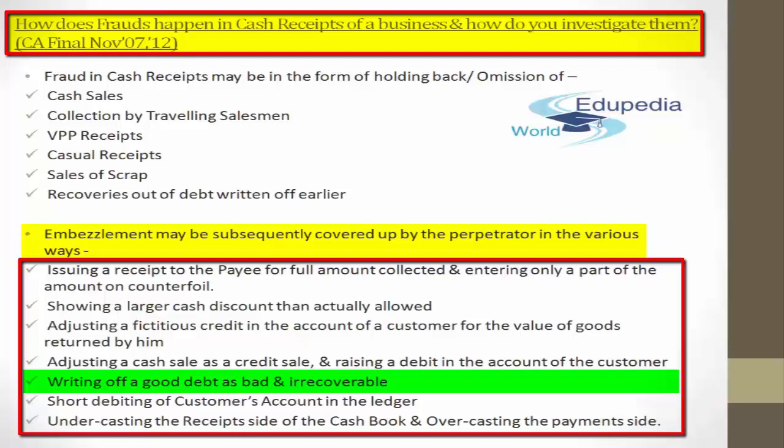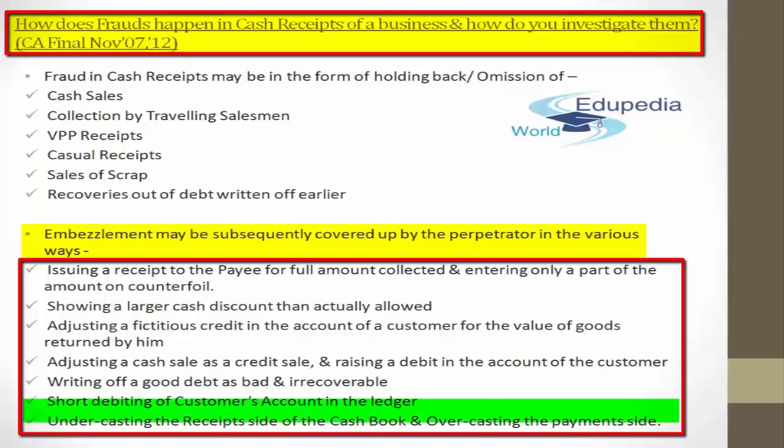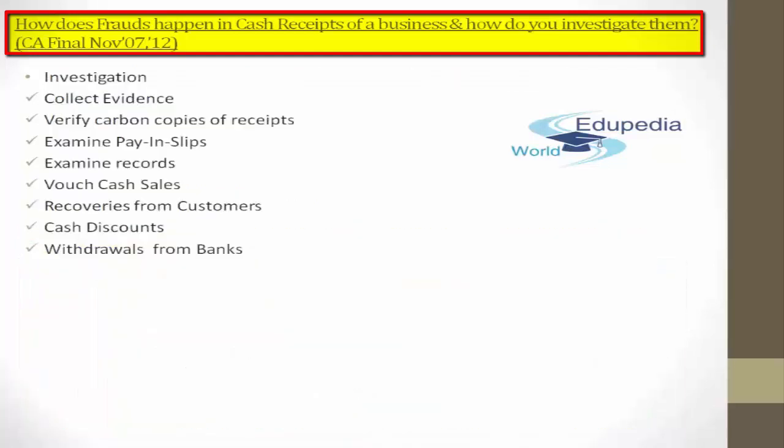Then short debiting of the customer's account in the ledger. Again, this is the same thing which can be done in various ways. Undercasting the receipt side of the cash book and overcasting the payment side: you are increasing your payments and decreasing your receipts. All these instances will be covered under embezzlement. I'm sure you got the complete clarity with respect to how fraud can happen while you perform the cash receipts of any kind of business.